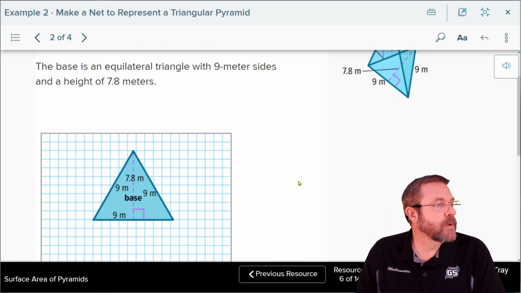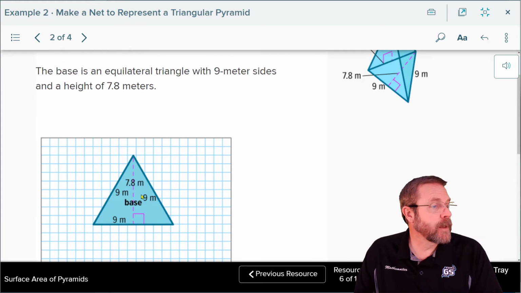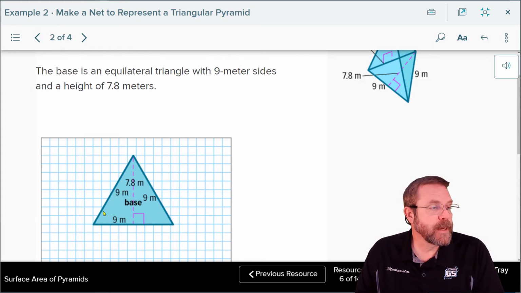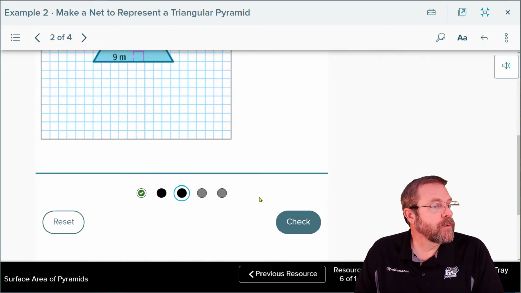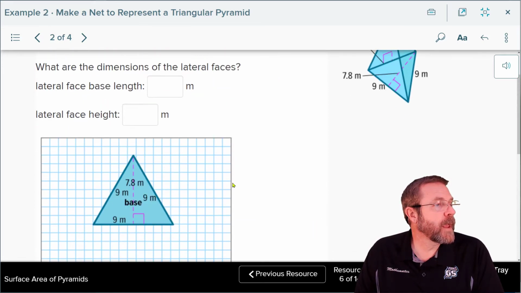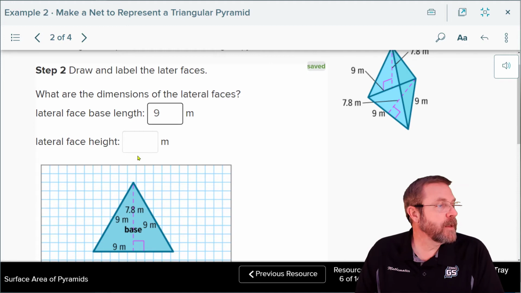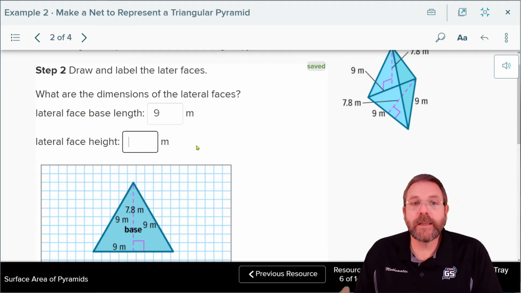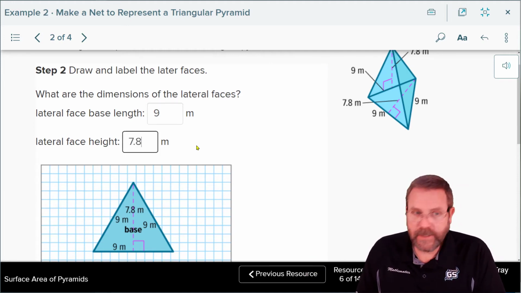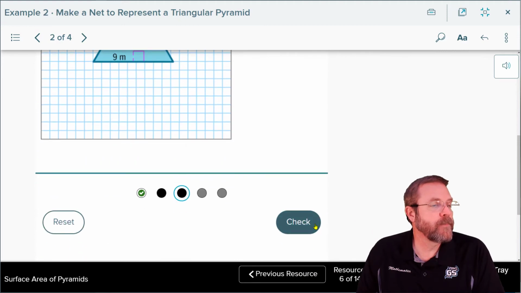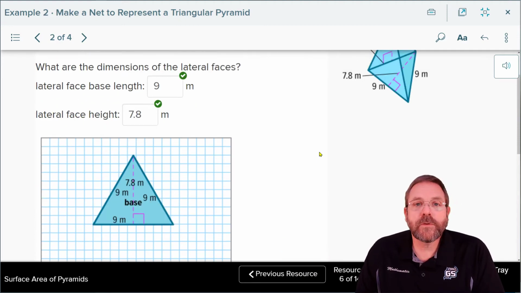Now we're going to go on to the next one, where they have taken and laid out the base, which has side lengths of 9 and a height of 7.8 meters. From there, the next question they have is the lateral face base. That's going to be each one of these ones here. They are also going to be 9, and the lateral face height, also known as the slant height, is going to be the same 7.8, because all the triangles in this pyramid are going to be congruent.